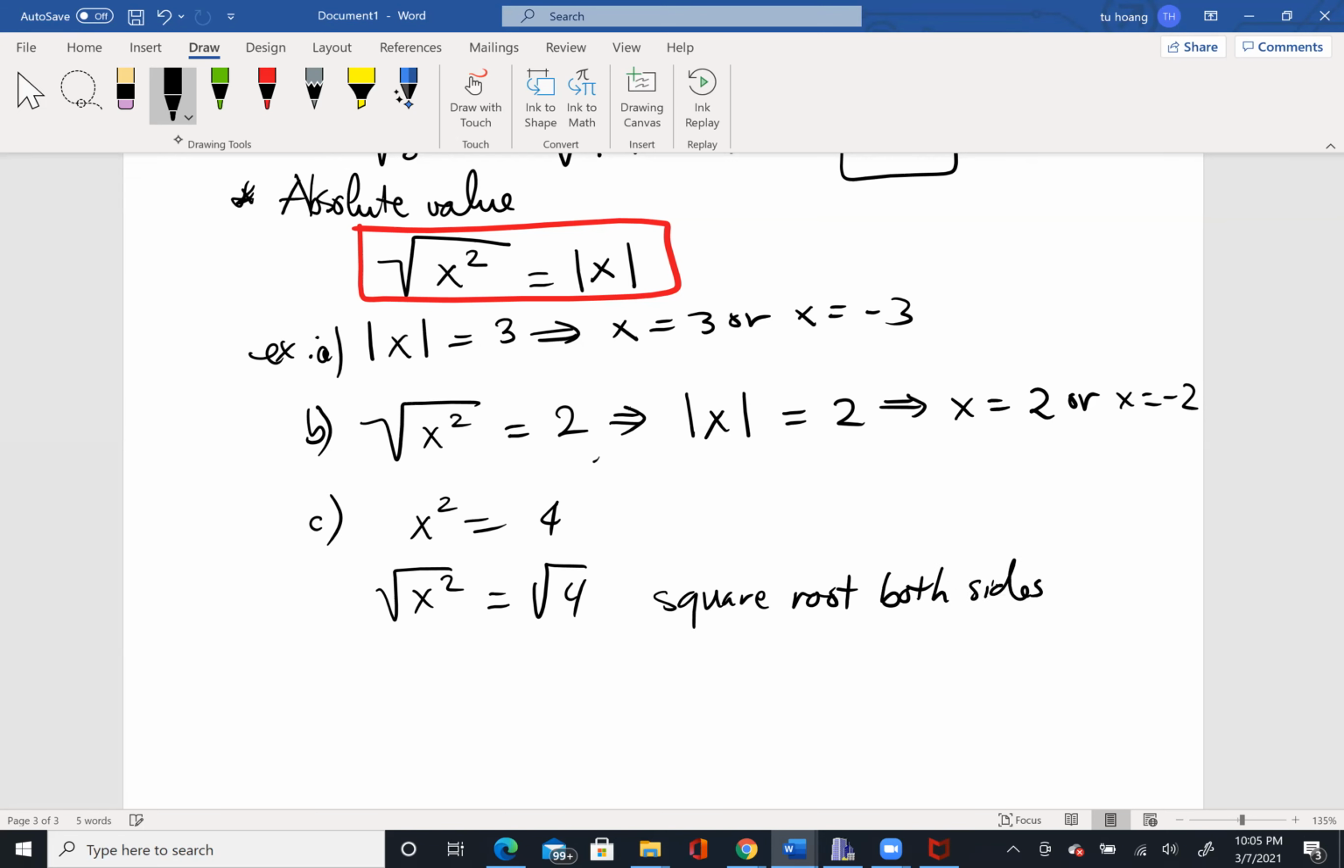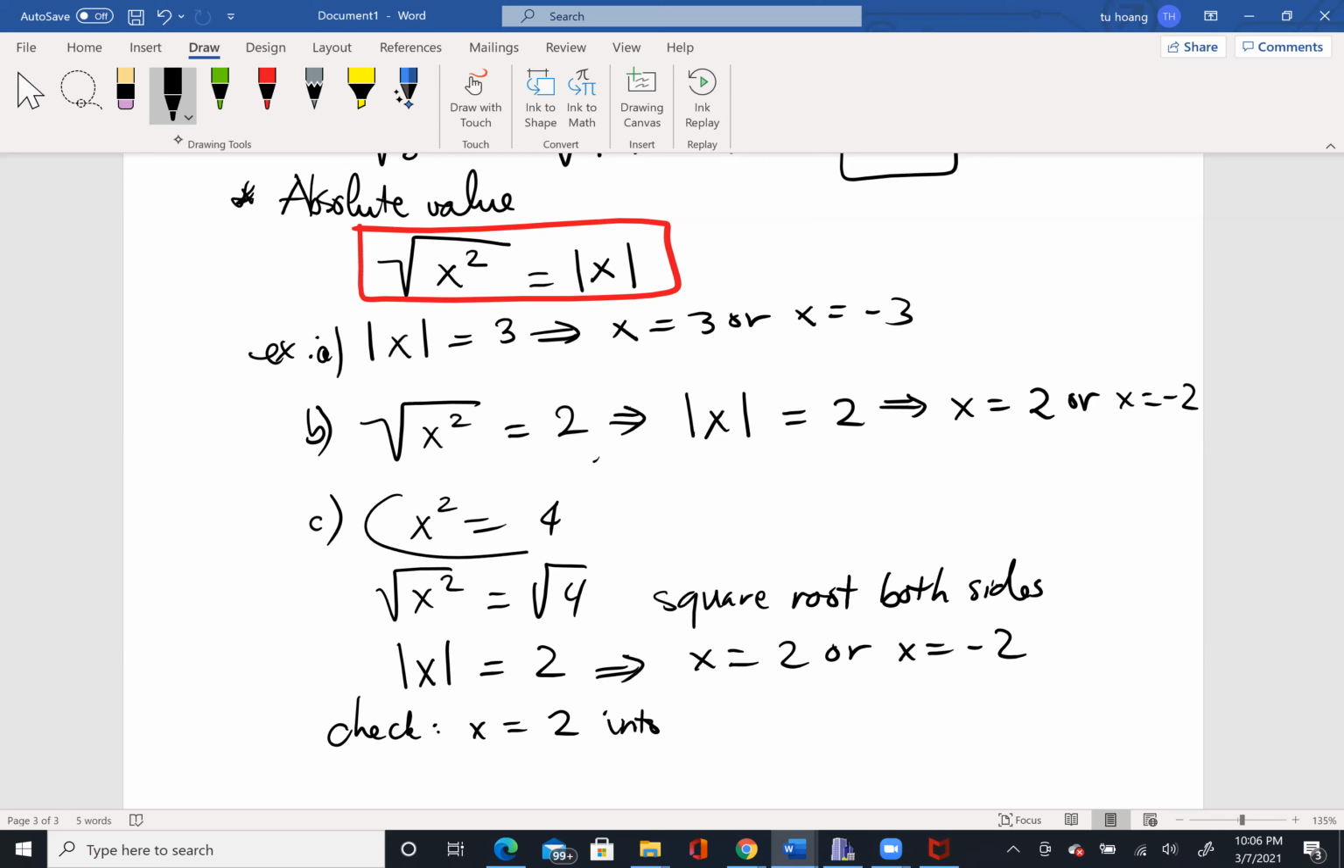Okay. And the left hand side now becomes the absolute value of x. The right hand side now becomes square root of 4 equal to 2. And then finally, you can just have x equal to 2 or x equal to -2. And if you want to check, you can substitute x equal to 2 into the original function. I mean original equation.